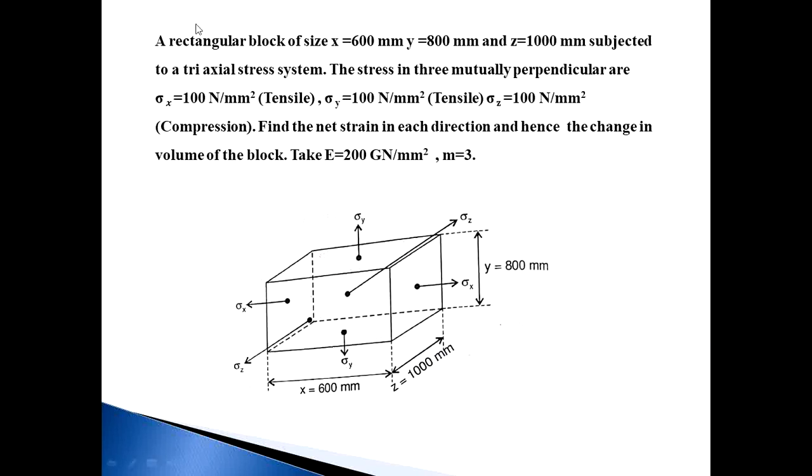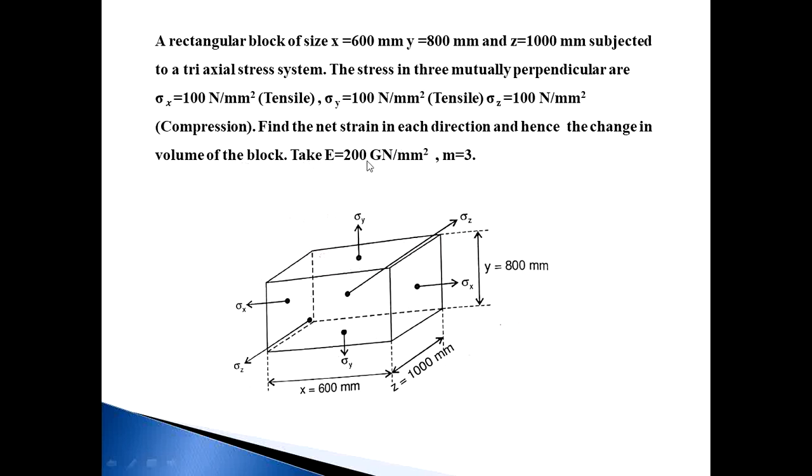So this is the problem: a rectangular block of size x equal to 600 mm, y equal to 800 mm and z equal to 1000 mm, subjected to a triaxial stress system. The stresses in the three mutually perpendicular directions are sigma x equal to 100 Newton per mm square tensile, sigma y equal to 100 Newton per mm square tensile and sigma z equal to 100 Newton per mm square compression. Find the net strain in each direction and hence the change in volume of the block.